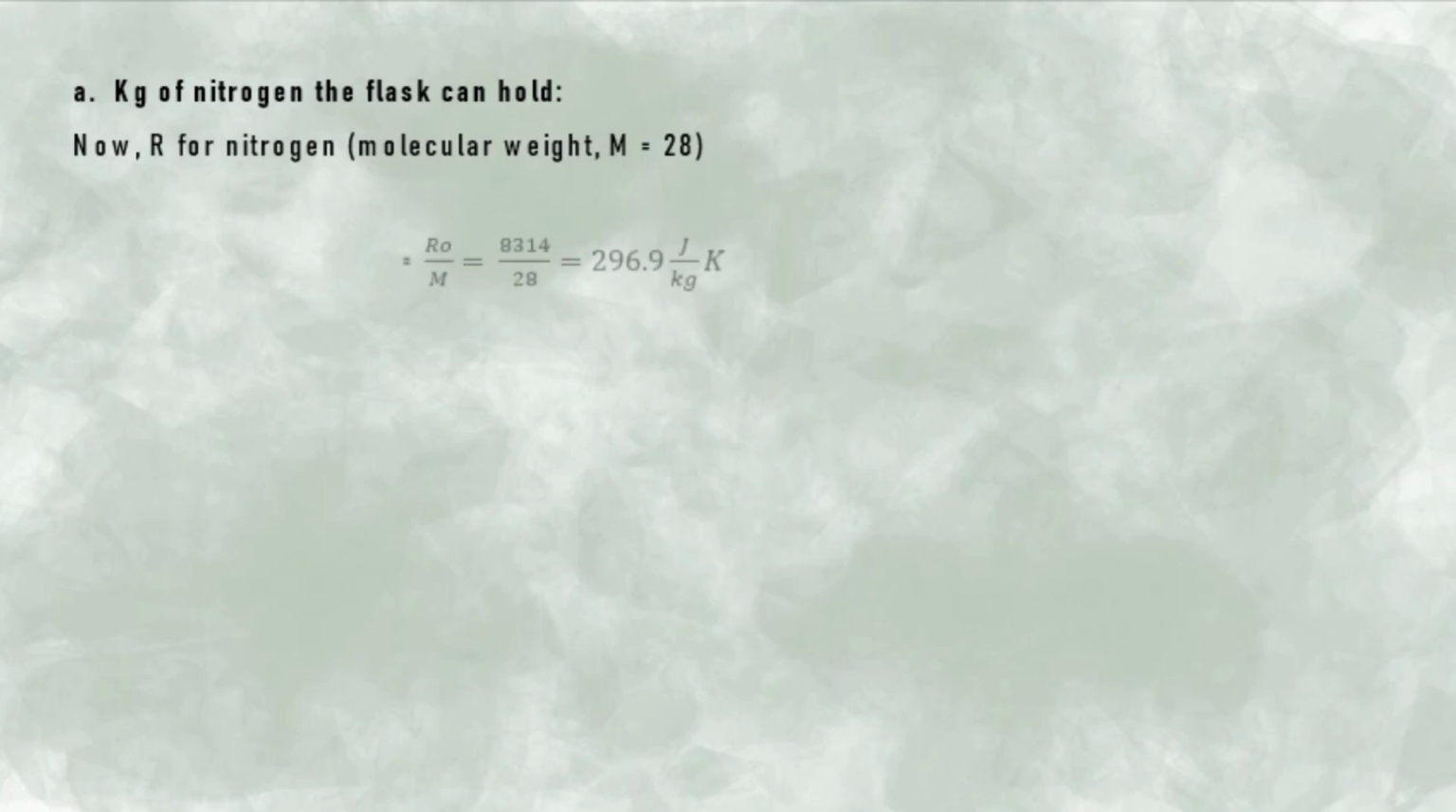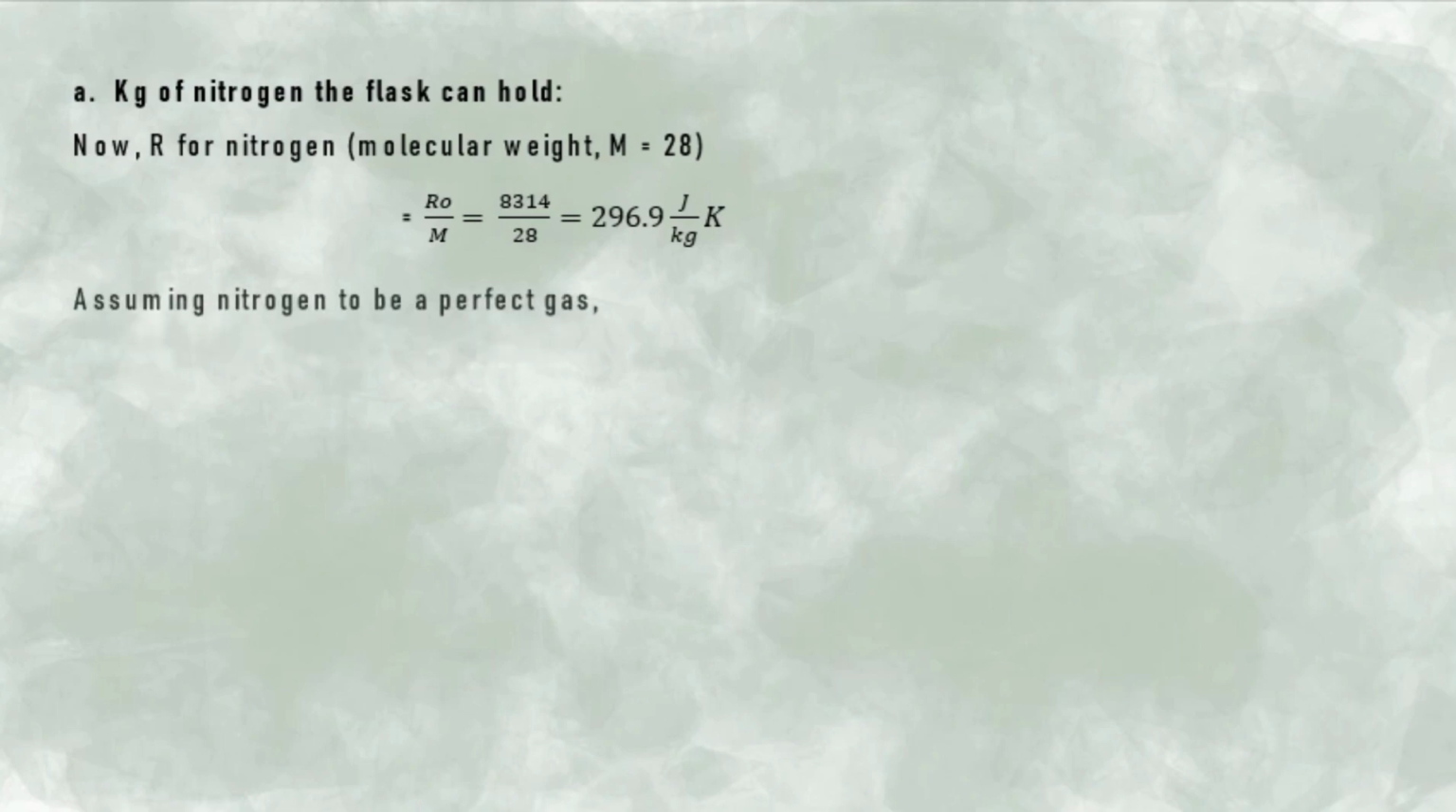For the kilograms of nitrogen the flask can hold, for our R for nitrogen, the molecular weight is 28, and we have the equation gas constant over the molecular weight, which equals 8314 over 28. We have 296.9 joule per kilogram Kelvin. Assuming nitrogen to be a perfect gas, we get the mass of nitrogen in the flask at design condition.